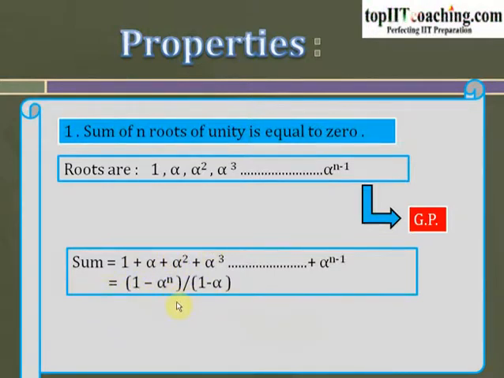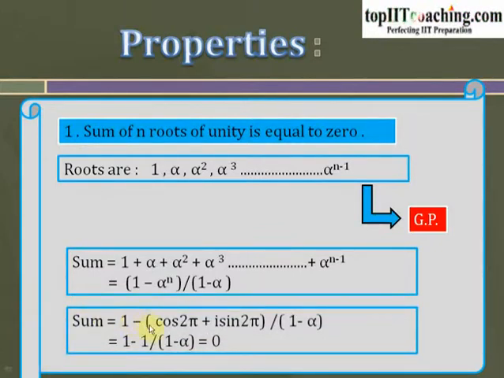Now alpha to the power of n would be cos of 2 pi plus iota times sine of 2 pi. Therefore we can write it as sum equal to 1 minus cos of 2 pi plus iota times sine of 2 pi whole divided by 1 minus alpha. Now cos of 2 pi is 1 and sine of 2 pi is equal to 0. Therefore this would be actually 1, and thus we get the sum as 1 minus 1 whole divided by 1 minus alpha. The numerator becomes 0 and so the sum would be equal to 0. Thus the sum of n roots of unity is always equal to 0. So if we add all the roots of unity, then the sum would be equal to 0.